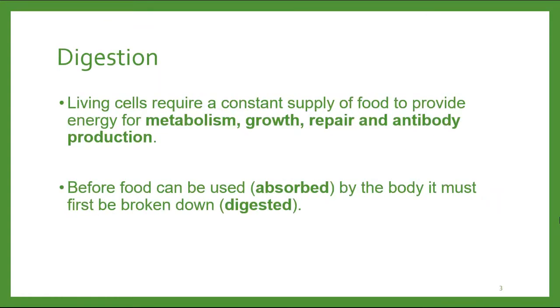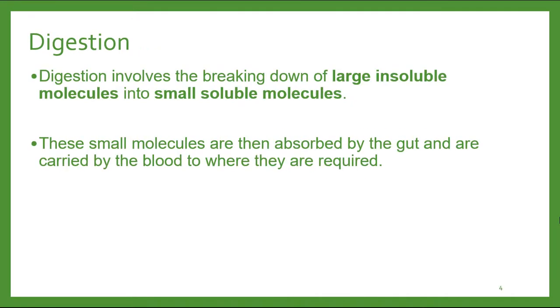So the purpose of digestion is because every living cell requires a constant supply of food for our energy, for metabolism, for growth, to repair damaged tissue, and for immunity. But before that food can be used, which is absorption, it must first be broken down, which is digestion. So digestion is where we take large and insoluble molecules and make them into something small and usable. Once we have broken them down, these small molecules can then be absorbed, enter into the bloodstream, and travel to where they are required.